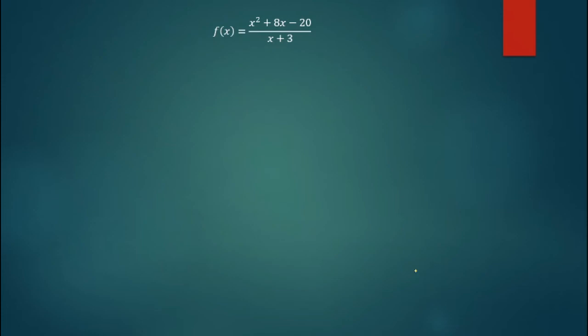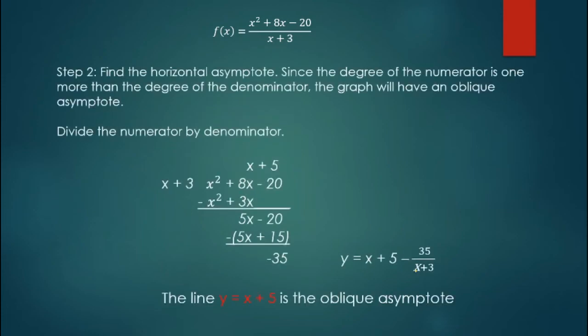Next, to find the oblique asymptote, ayan, kailangan lang natin i-divide ang numerator sa denominator. So, how to divide polynomials? So, si numerator nandito sa loob, x squared plus 8x minus 20, and then divided by x plus 3. So, ang ginamit ko dito is the long method. So, pwede nyo rin naman gamitin ang synthetic method. Depende kung saan kayo mas nadadalian.